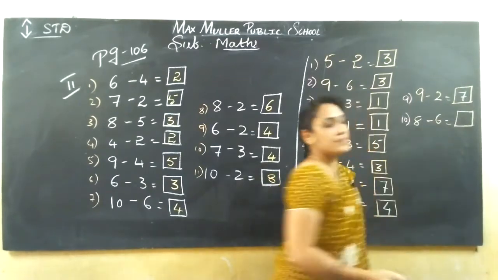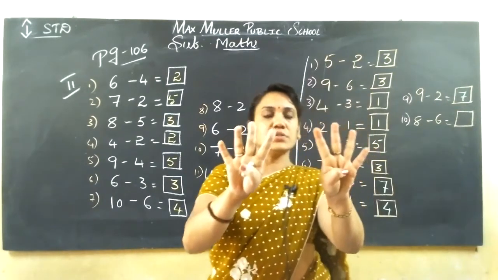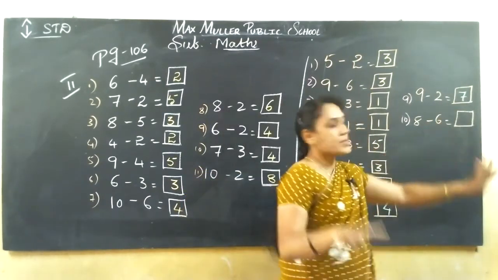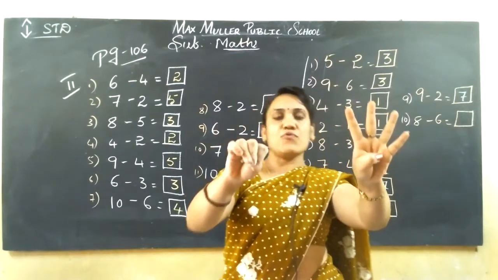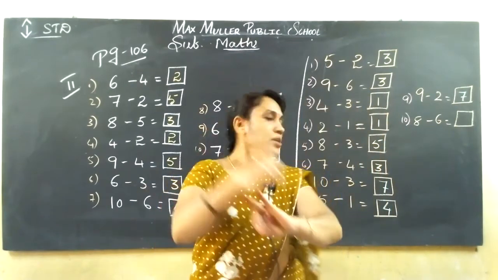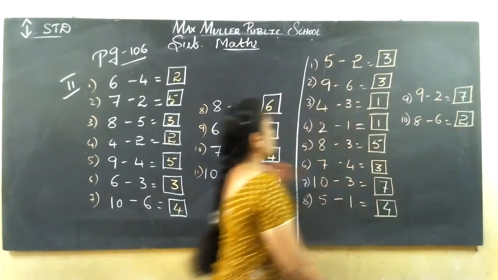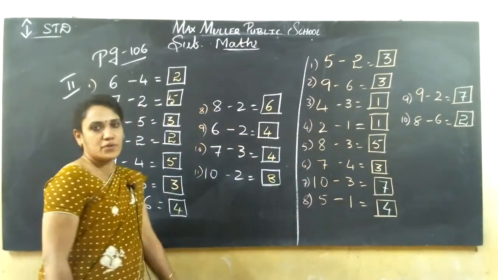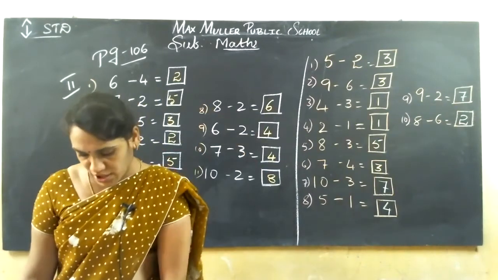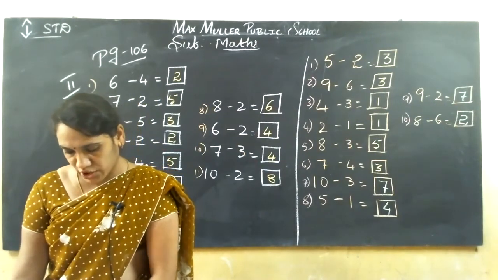Last sum. 8. Keep 8 fingers. Then fold how many? 6 fingers fold. 1, 2, 3, 4, 5, 6. What's the balance? 1, 2. Understand? Have you finished page 106? All the sums, check once. Check once, have you done correctly or not? Check it once.